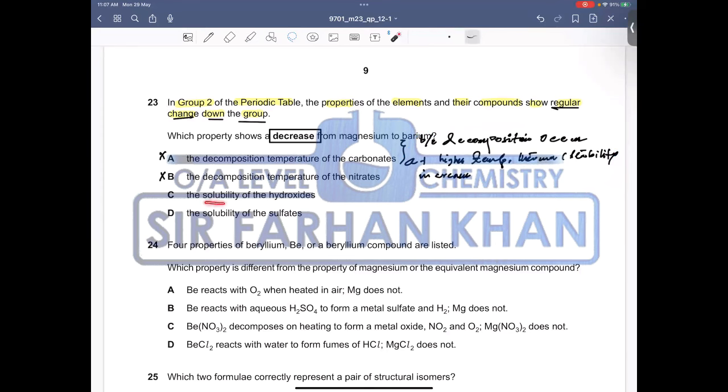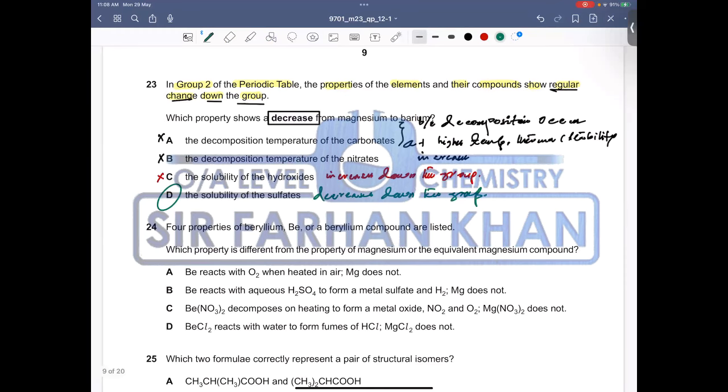Now the next option is the solubility of hydroxides. The solubility of hydroxides increases down the group. Obviously, C is also incorrect. The right answer is going to be D, because solubility of sulfates decreases down the group, and that's what the examiner was looking for. Decreases. That's an easy question. Okay, let's do 24.